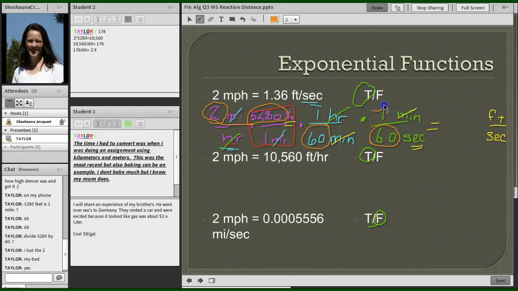Okay, so this one happened to be false. I think the other ones are true. But do you kind of get what I'm doing? Okay, so the other two are true. The first one was false, but that's okay, because now we know how to do it.